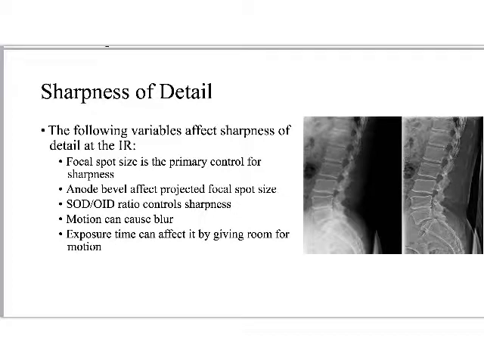Focal spot size is going to be the primary way that we control sharpness of detail. And we've really stressed in the last lecture and this one as well that the focal spot size is not in any way tied to technique, right? The significant thing to consider with focal spot size is the tube heat units. How much heat can we withstand at the smaller focal spot size? But it's going to be the primary way that we control sharpness.